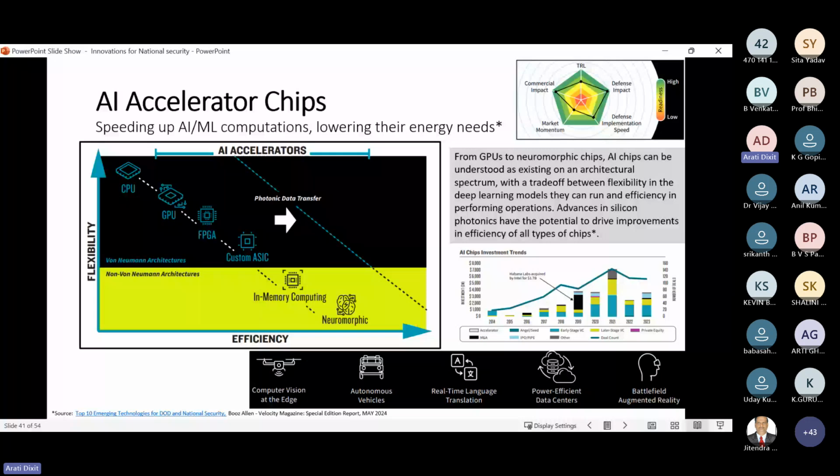And the chart for investment trends shows an almost steady increase in investment happening in this area. And on the right bottom, you can see the different fields of application of this technology, that is computer vision, autonomous vehicles, and near real-time language processing.